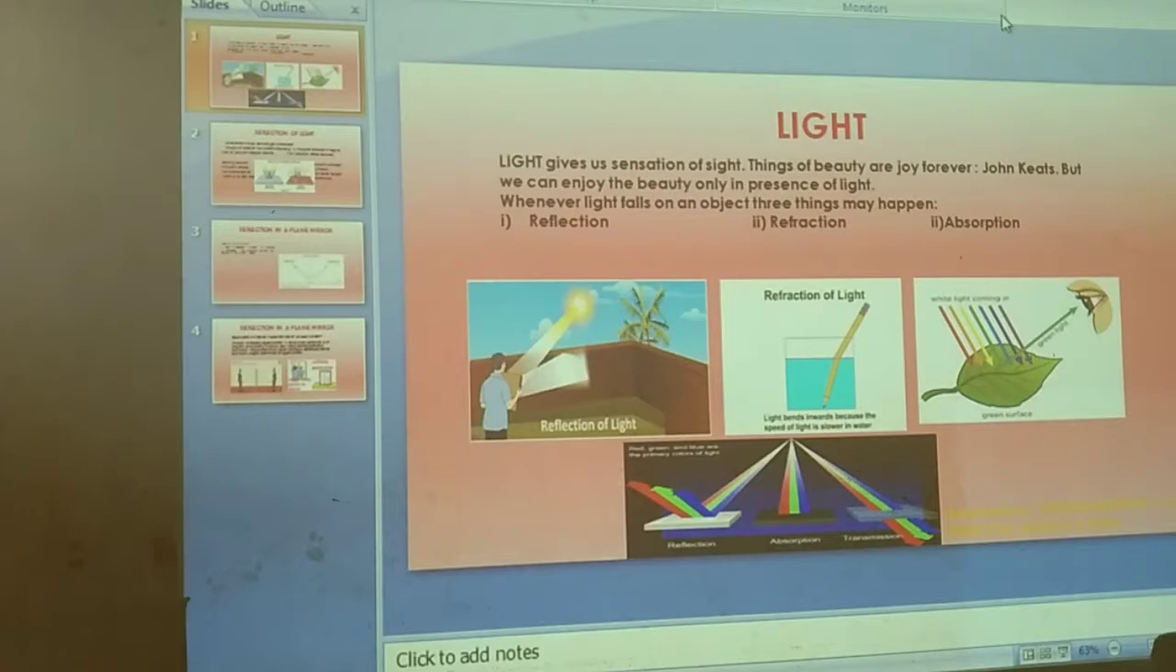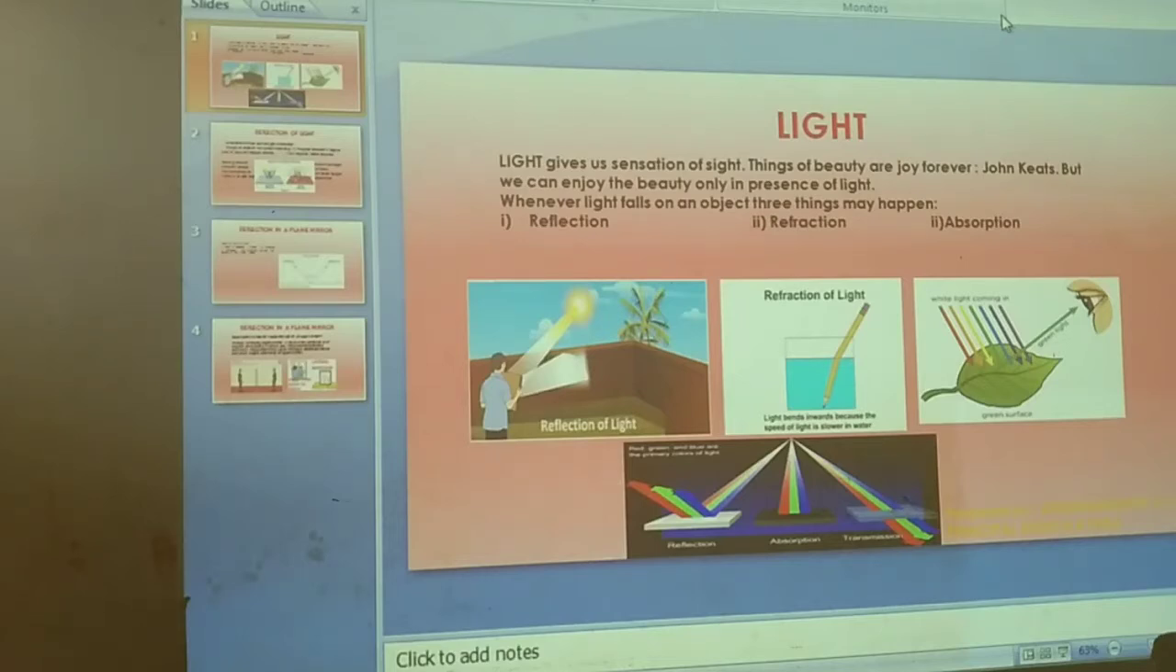Then refraction also can take place. You can see the light entering your house through windows, through glass. That is refraction. Refraction means bending of light rays as they travel from one medium to another.